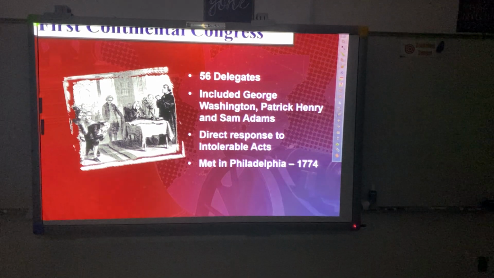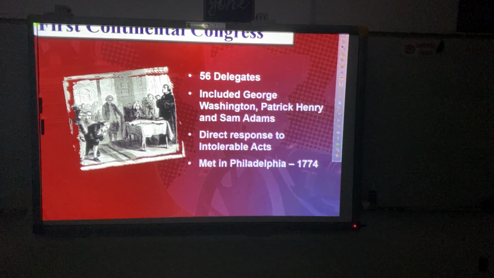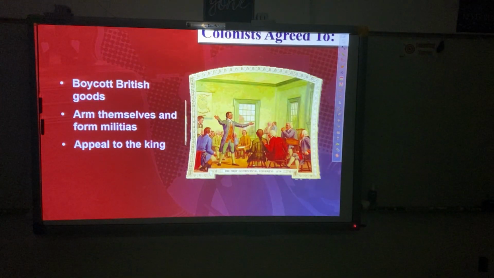They're going to meet in Philadelphia in 1774, and this is going to be the first time that a legislative body is going to come together in the colonies to advocate for the colonies. And they're going to come with a few ideas that were not necessarily predictable. If you know what happens during the Revolutionary War, you probably wouldn't guess that this is what they said.